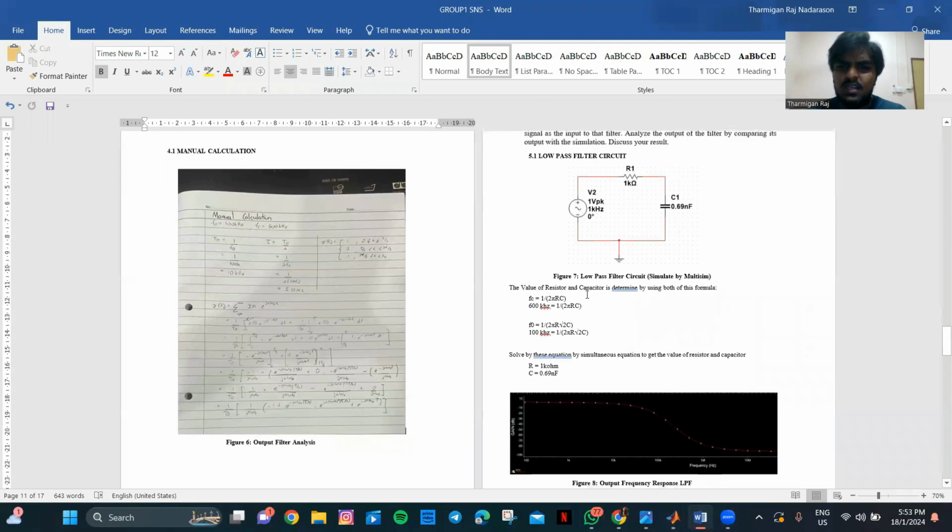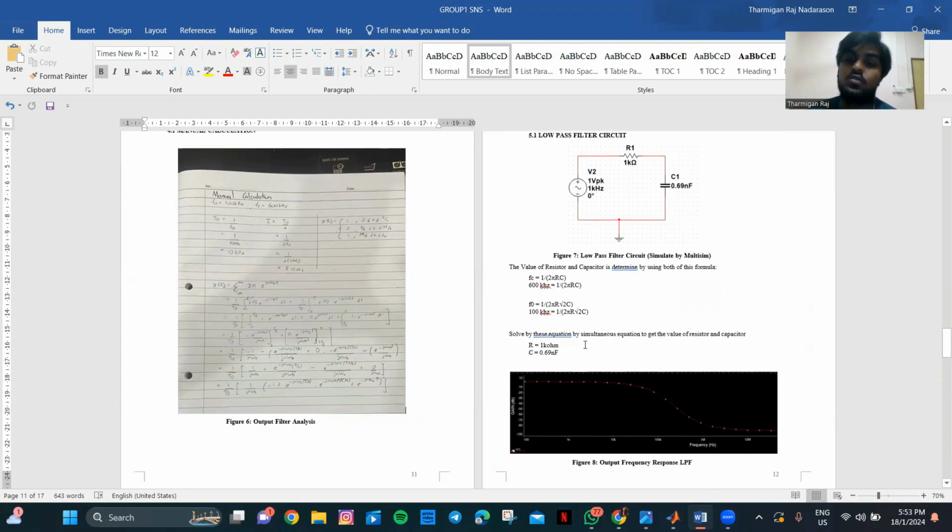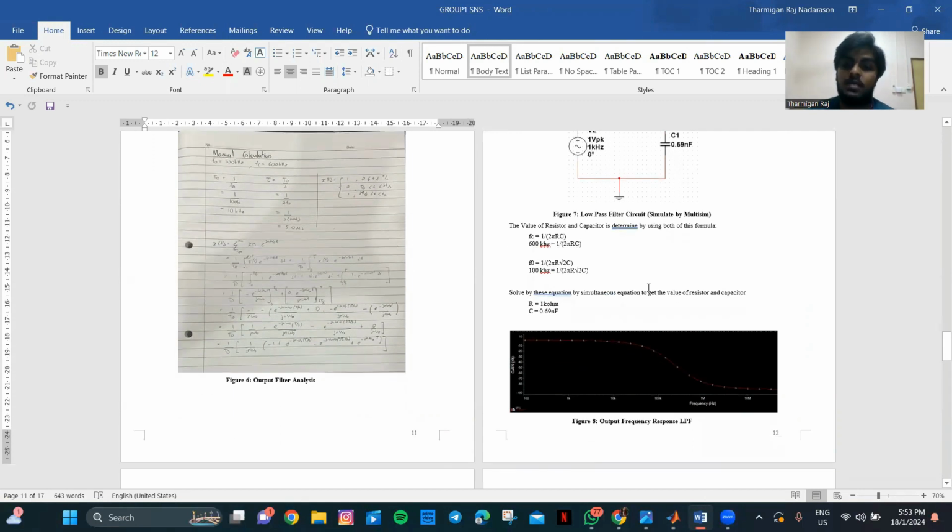As you can see, the formula for FC is 1 over 2 pi RC, and FO is 1 over 2 pi R square root of 2C. By using the simultaneous calculation, we would know that R is 1 kilo ohm and C is 0.6 nanofarad. So if you construct this circuit in Multisim, which is another software, sorry that I couldn't show it right now because of some technical issues in my laptop.